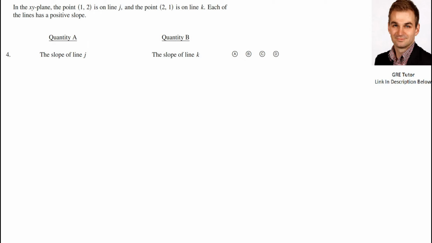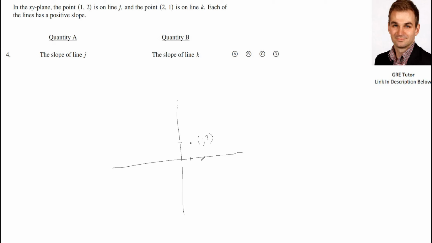Okay, so it says, in the xy plane, the point (1, 2) is on line J. So we've got some xy plane here. Don't know necessarily exactly what it looks like. There's an xy plane, and there's a point here at x equals 1 and y equals 2. Each is on line J, and the point (2, 1) is on line K.